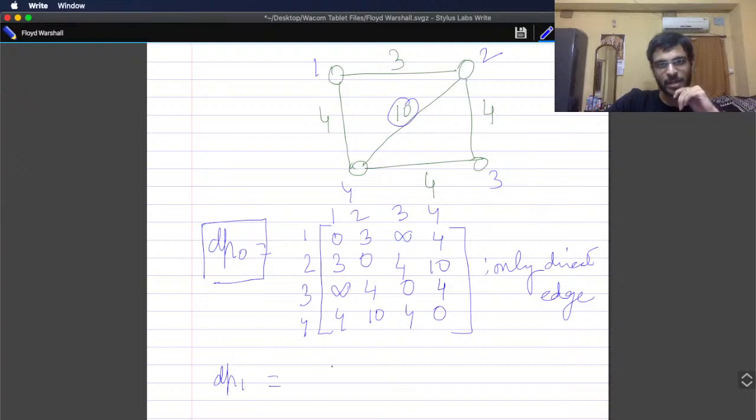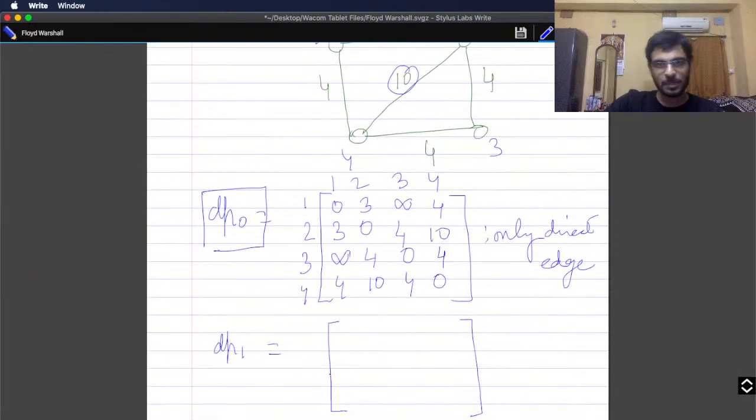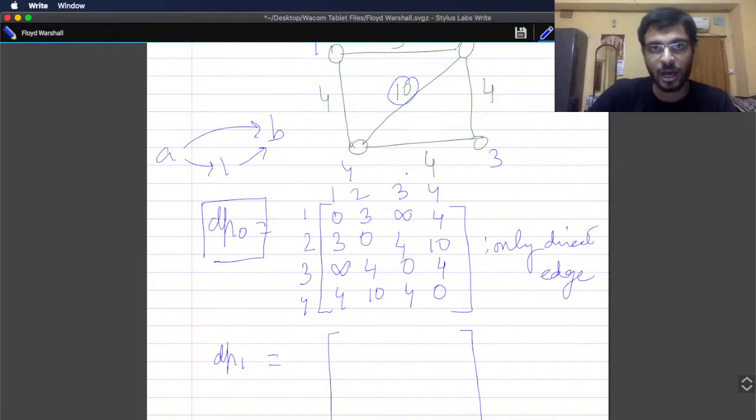For DP1 it becomes something like this. For DP1 I am saying that allow only the first node to act in between. So if you have to go from A to B, you can choose either A to B directly, or you can choose 1 as the intermediary node. So let us look at how it is doing it.